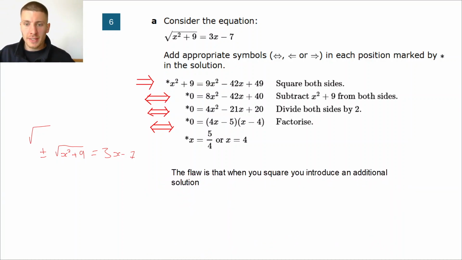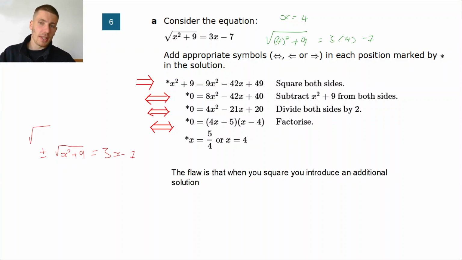Probably the best way to find this is to put these values into the original one and see which one is going to break down. So x is equal to 4 is probably going to be a little bit easier if I put that into this up here. When x is equal to 4, let's see if it makes sense. We're going to have the root of 4 squared plus 9, and is that equal to 3 times 4 minus 7? Well, root 16 plus 9 is 5, so this is equal to 5. 3 times 4 is 12, take away 7 is 5. So we can see that 5 is equal to 5. So this solution looks pretty good.